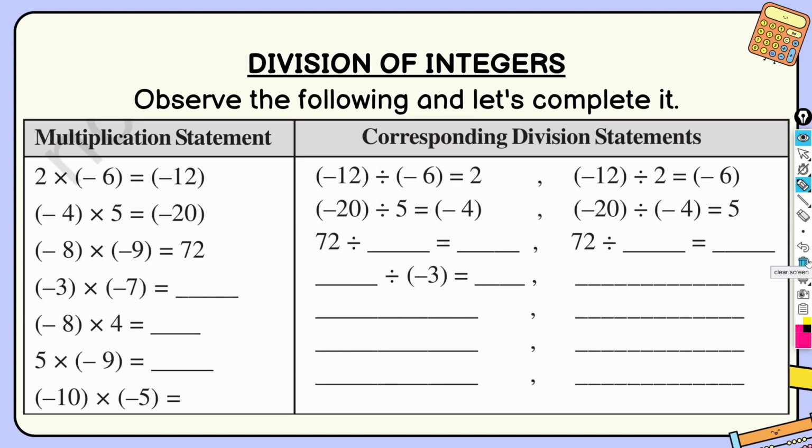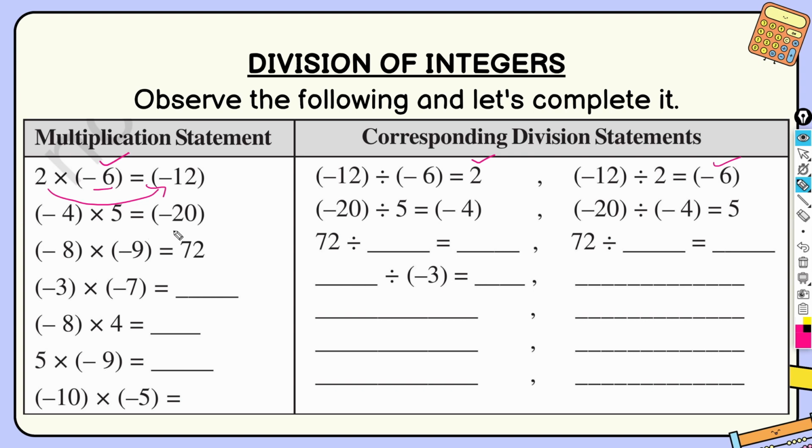Now we'll see multiplication statements and corresponding division statements of integers. We know that 2 into minus 6 is minus 12, because 2 into 6 is 12, and plus into minus is minus. So when we send minus 6 to the right side, this becomes minus 12 by minus 6, and the answer will be 2. Similarly, when we send 2 to the right side, that becomes minus 12 by 2, and the answer will be minus 6.